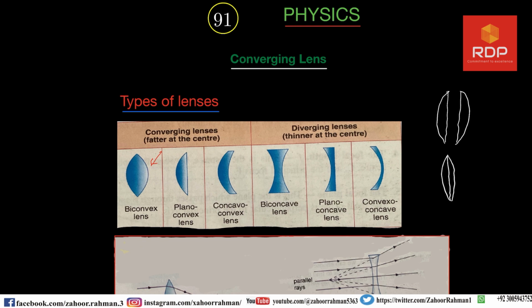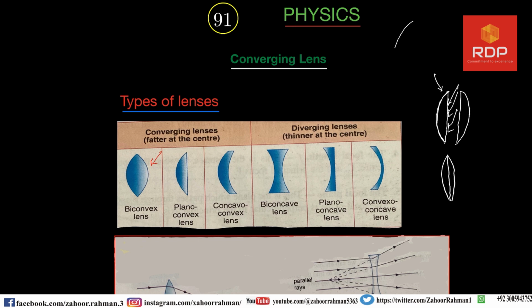Now the second type is this one, and that is called a plano-convex lens. The first one is also known as a double convex lens, and that is a plano-convex lens. Why? Because one side of it is plane, and the second side is convex. So in this regard, it is known as a plano-convex lens. The third type of lens is concavo-convex.